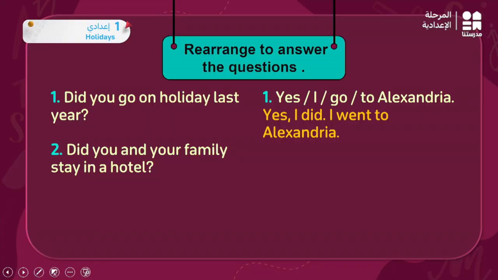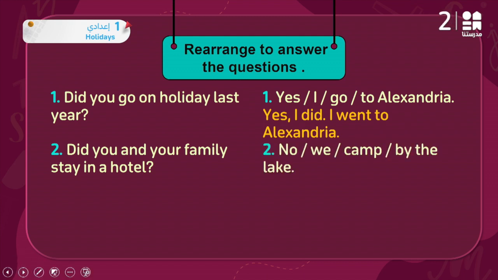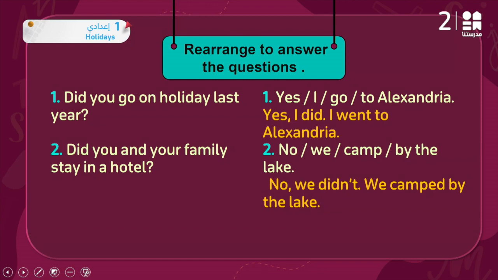The next one: did you and your family stay in a hotel? The answer will be no we can by the lake. Well, let's form the answer together. Of course, it will be no, we didn't. We camped by the lake, instead of staying in a hotel. We went camping next to the lake.